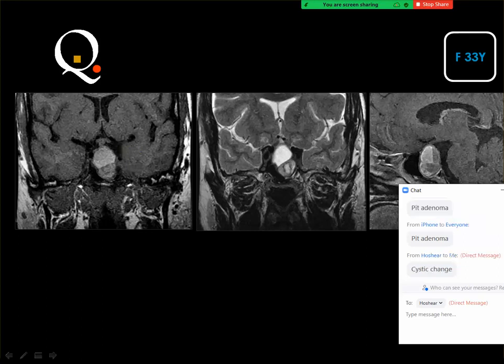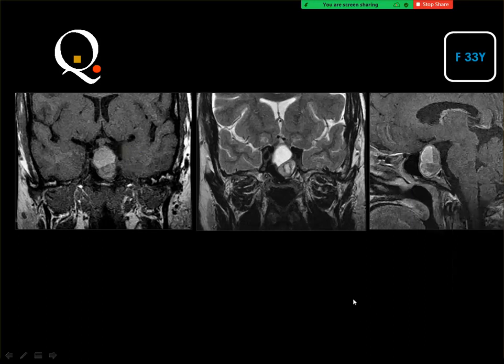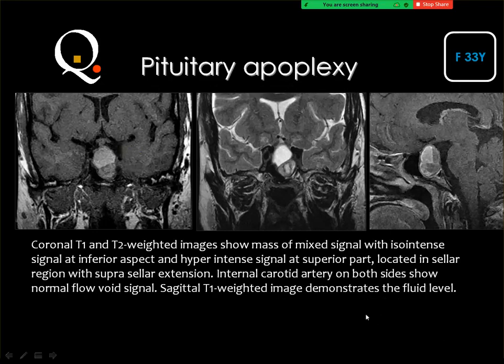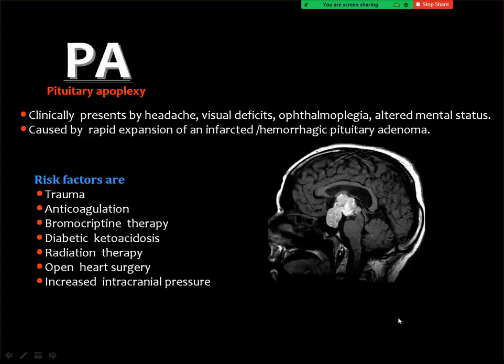This adenoma, as you said, has cystic changes, and inside the cyst you got hemorrhage, and the hemorrhage is bright in the T1 weighted image and also bright in the T2 weighted image, and this is known as pituitary apoplexy, or hemorrhage in the pituitary gland. Hemorrhage in a pituitary adenoma, of course, is known as pituitary apoplexy.